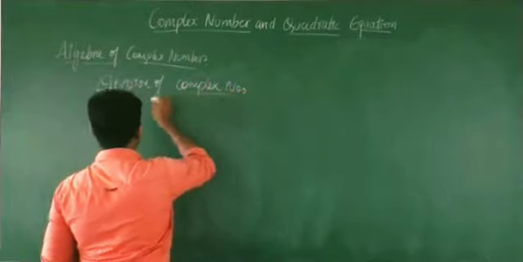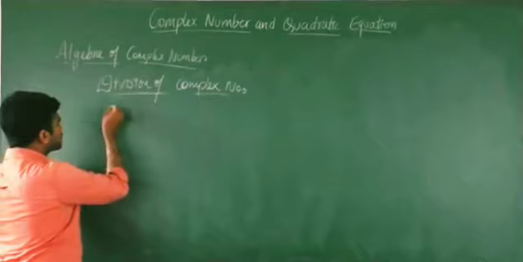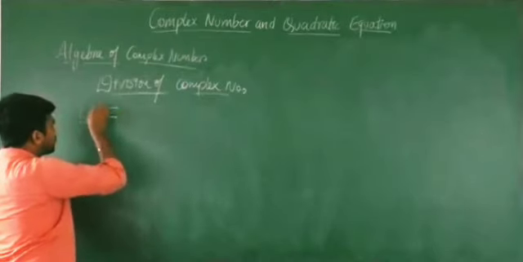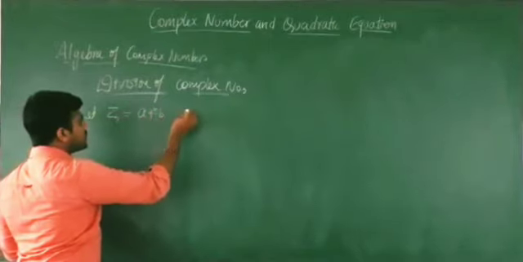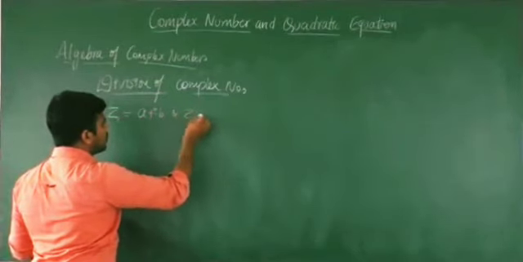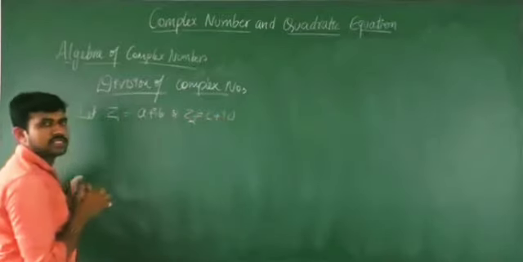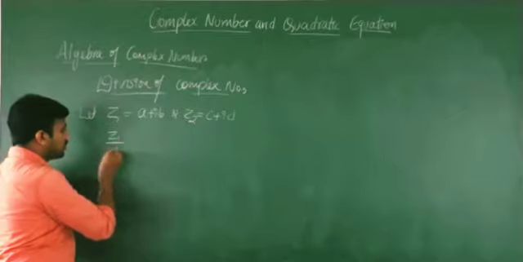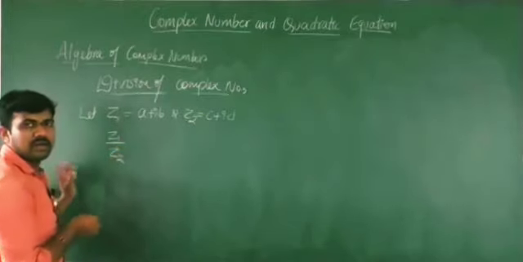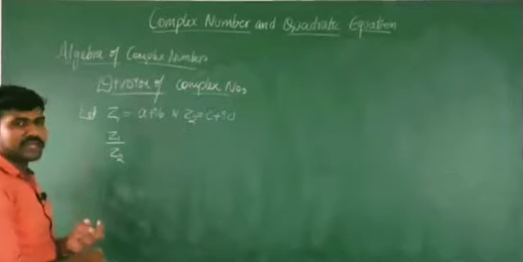Okay, division of complex numbers. How to divide two complex numbers? Consider z1 is equal to a plus ib and z2 is equal to c plus id. Okay, these are two complex numbers. Now I need to find the value of z1 over z2. How can we find it?